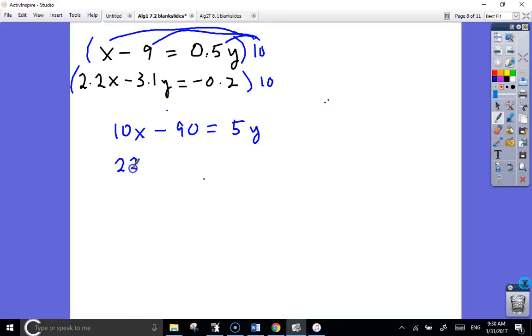22x minus 31y equals, say it again, -2. So now it's still a system of equations, but there's no decimals involved. In fact, this one's going to be a little harder.